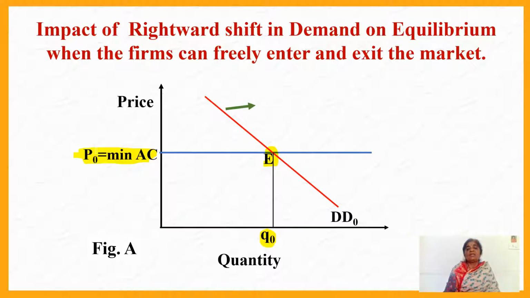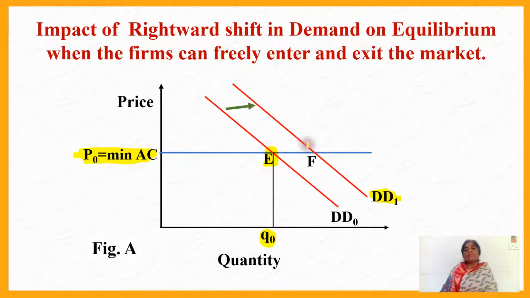Now we consider the rightward shift of the demand curve. After the shift, the demand curve is referred to as DD1, and we all discussed this concept of shift in demand under the situation of a fixed number of firms. The same way here also, when the demand curve shifts rightward, automatically we know the demand increases. When demand increases at the same price, you have to compare, as we have compared in the case of fixed firms. Here at the same price, what will happen when the demand shifts rightward and demand increases?